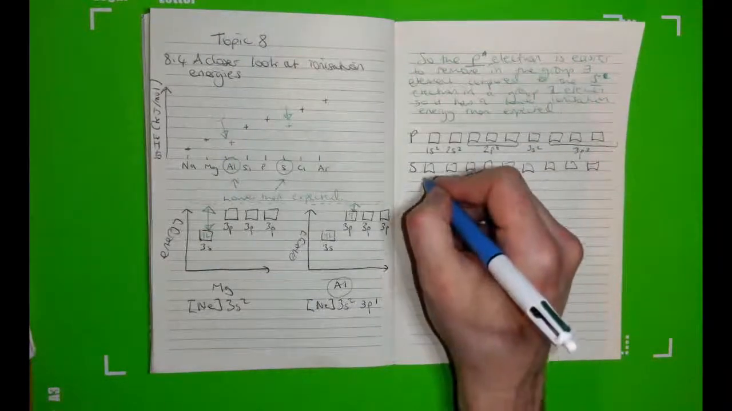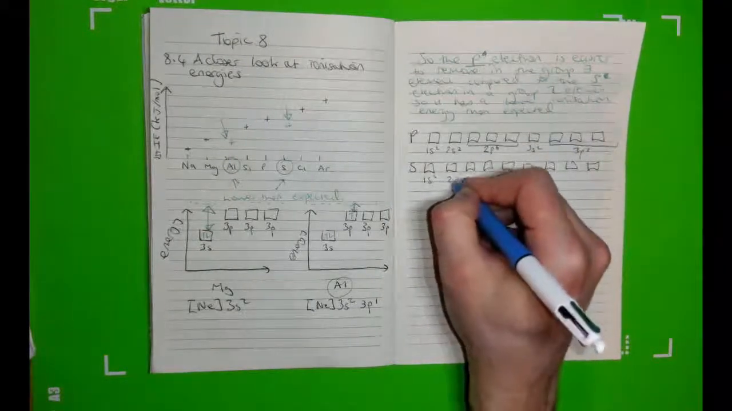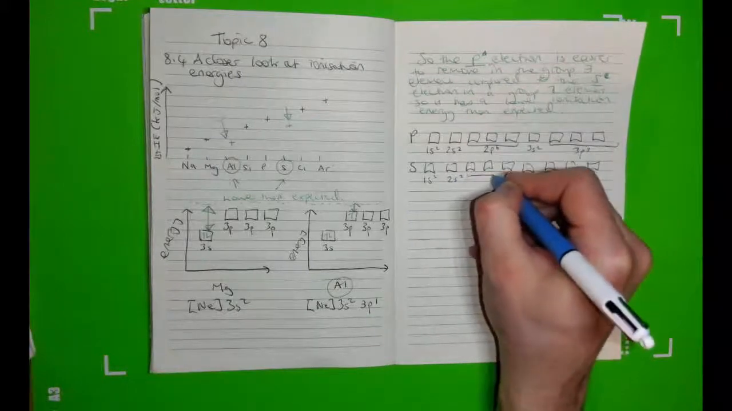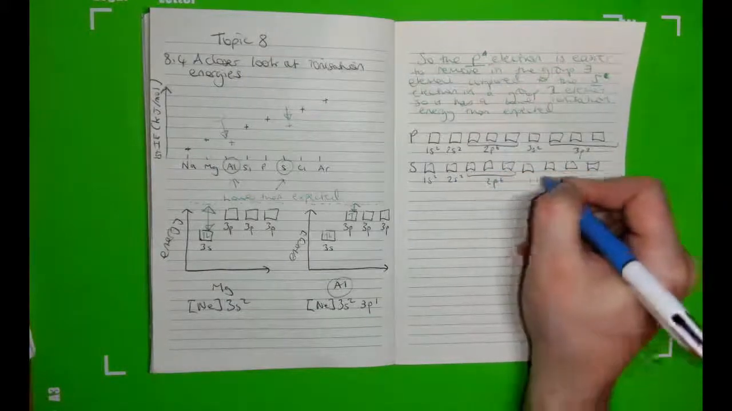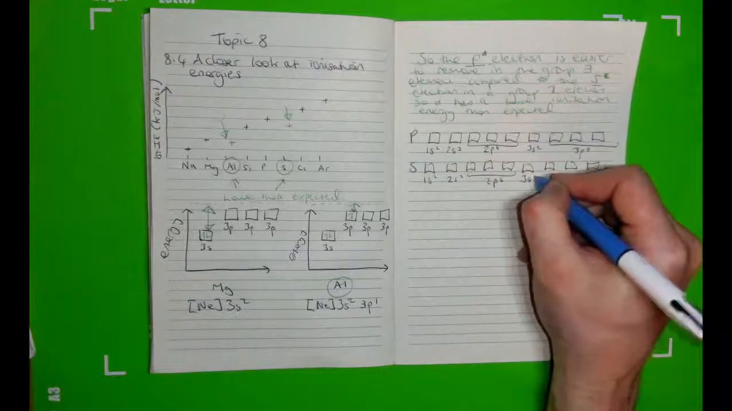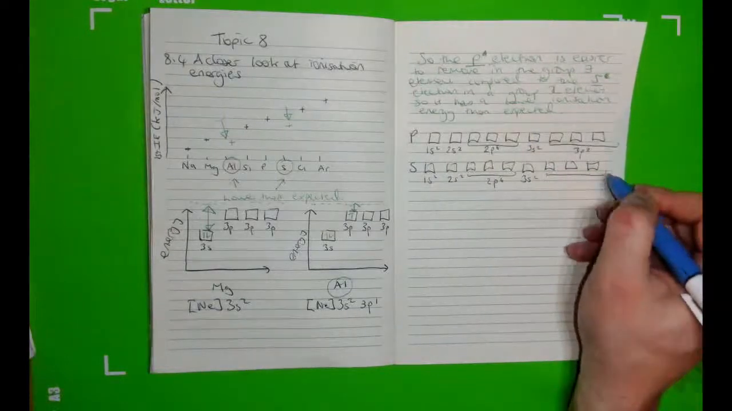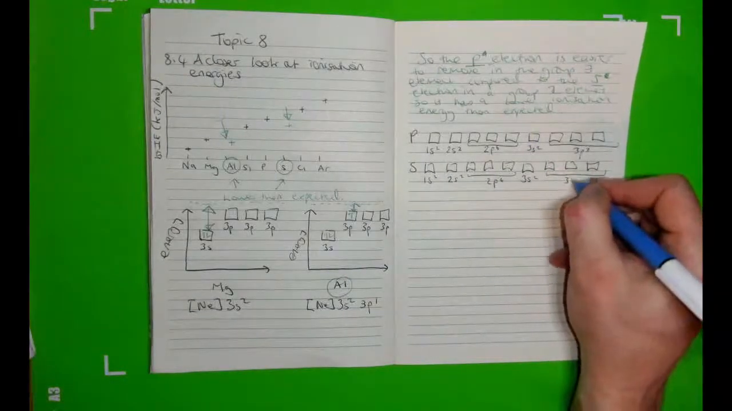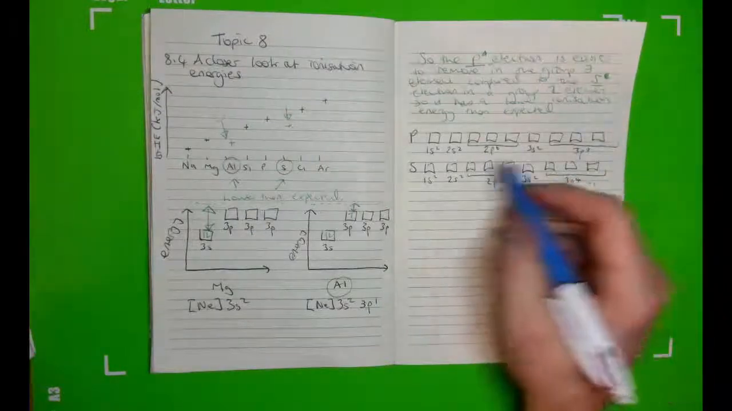Sulfur is 1s2, 2s2, 2p6, 3s2, 3p4. So let's put the electrons in.